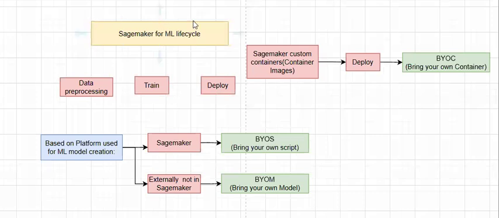So that is the role of SageMaker. We can use SageMaker for data pre-processing, training, and deployment. Through the ML lifecycle, these are the different ways: you can bring your own script, bring your own model, or bring your own container and use the SageMaker platform for ML lifecycle management. I hope you understood this video, the role of SageMaker in the ML lifecycle, and the terms BYOS, BYOM and BYOC.